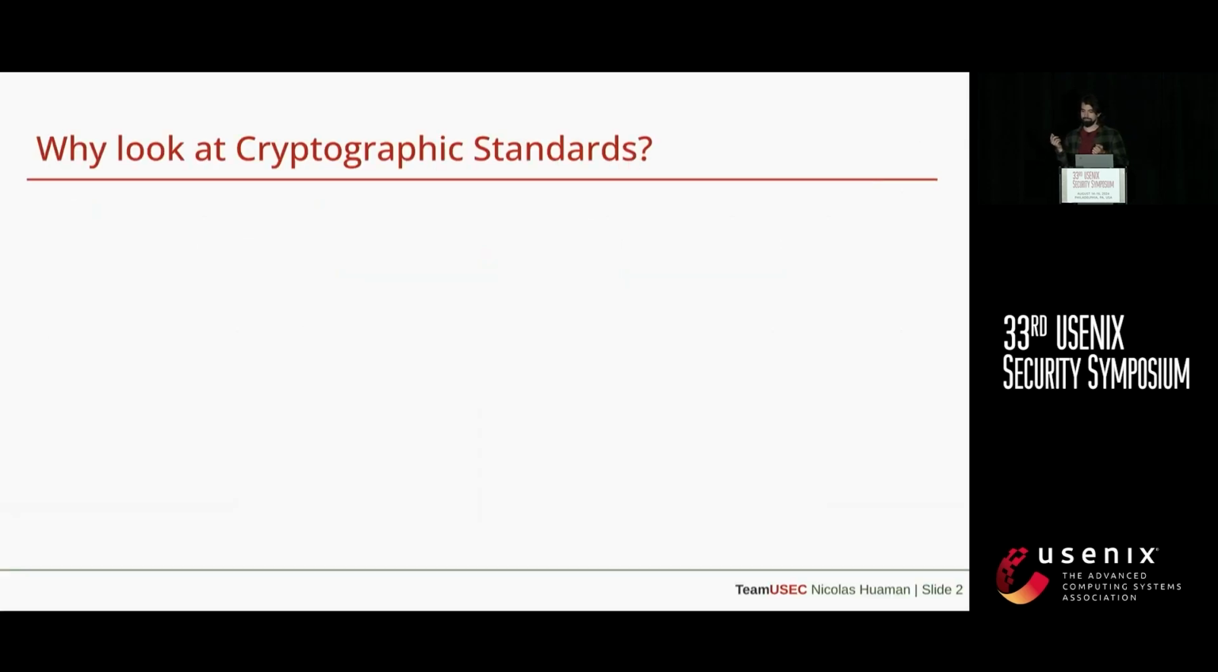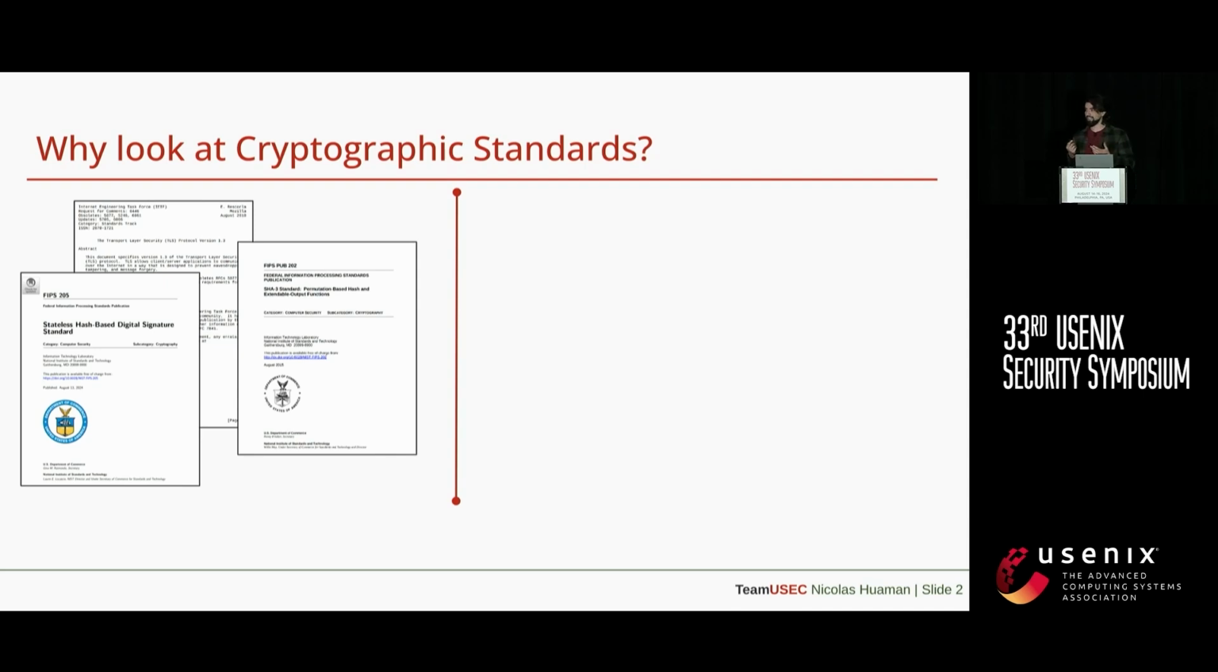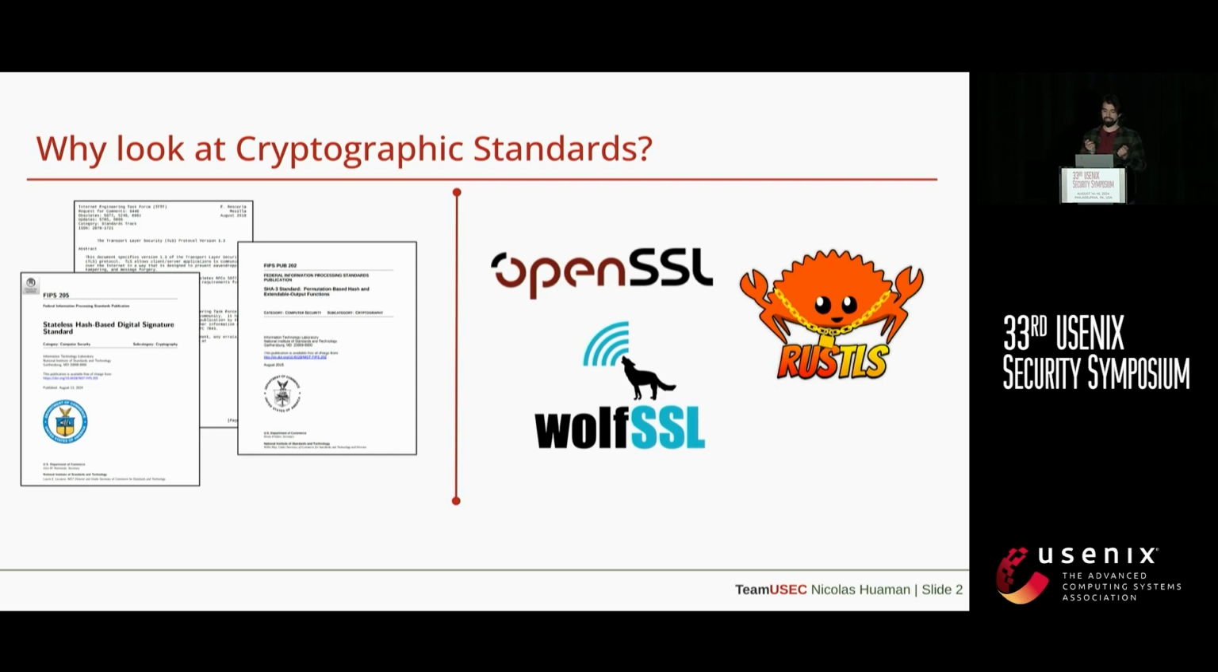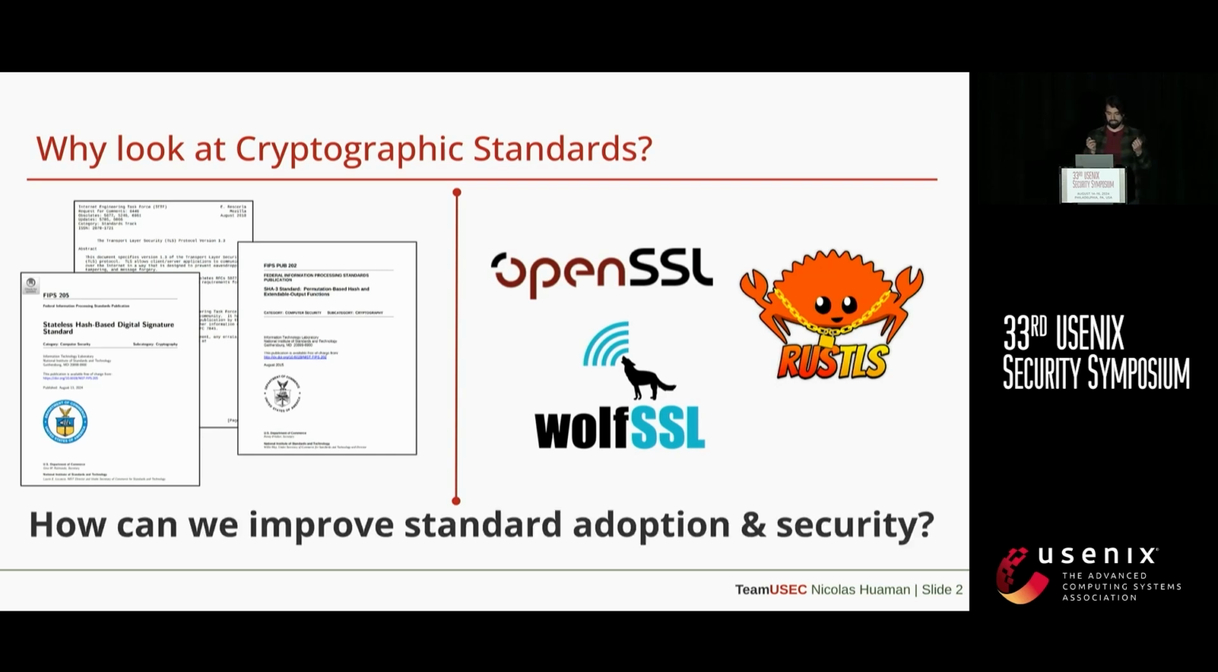As you heard a bit here, why would we look at cryptographic standards? Because there are a lot of them. And when putting them into practice, there are also many different implementations. So our core question was, how can we improve standard adoption and security?